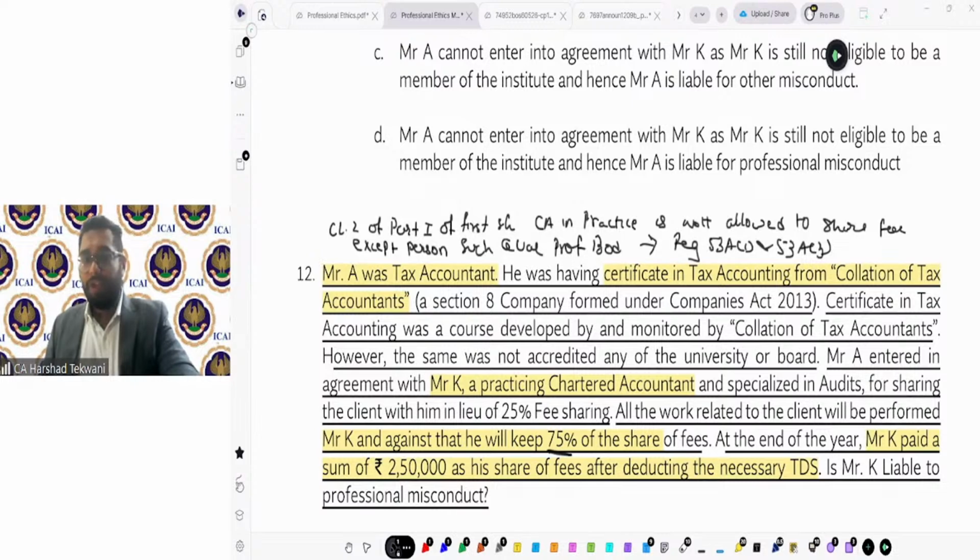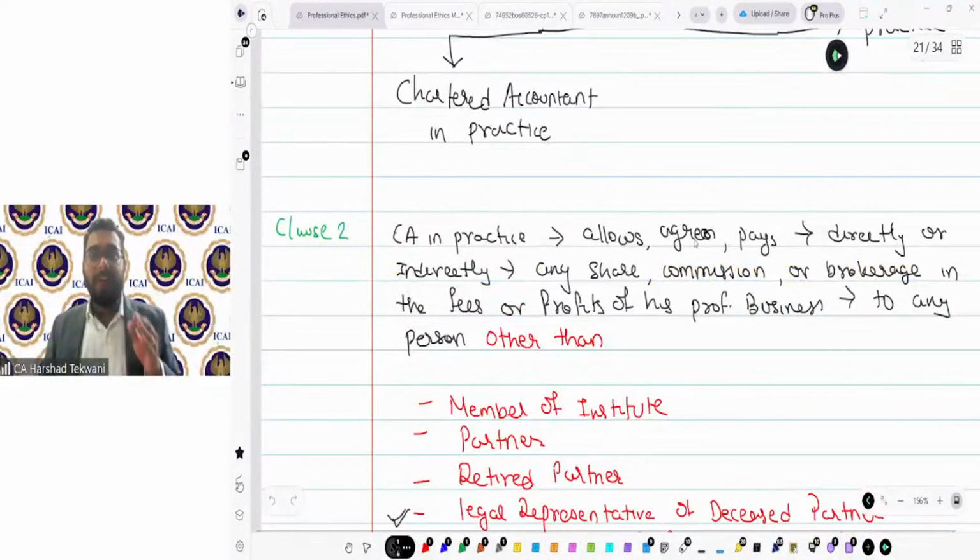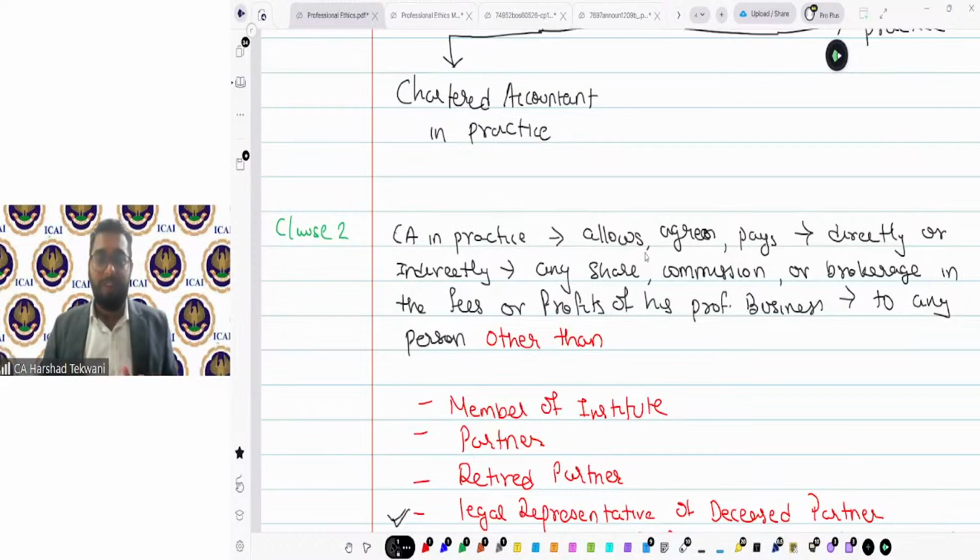No, Vanshika, the question is not related to clause 3, it is related to clause 2. The reason is that Mr. K is sharing the percentage; he is not getting the percentage. So, as per clause 2, if a CA in practice agrees, allows, and pays directly or indirectly any share of commission to any person other than the list that is given, then he is guilty of professional misconduct.